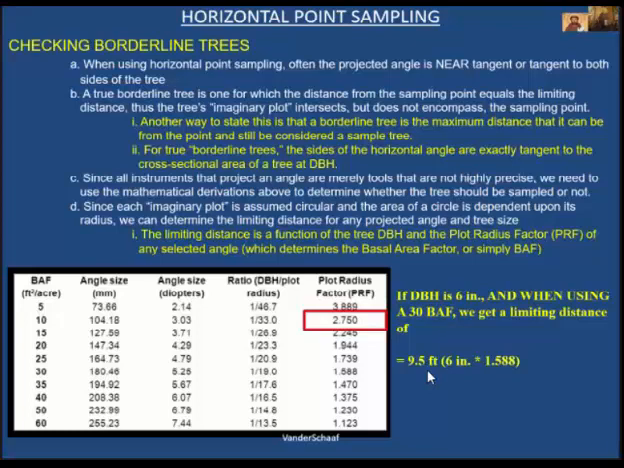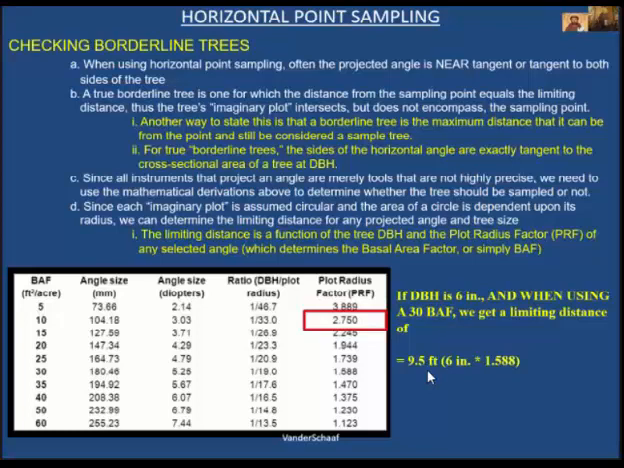As I said, it's going to depend a little bit on the conditions of the forest that you're working in. Is the tree complete? Is it truly circular? Remember, we are just assuming trees are circular, and often they are nearly circular, but many times they're not. They're a little oblong, and so that can create some problems determining whether it's in or not.